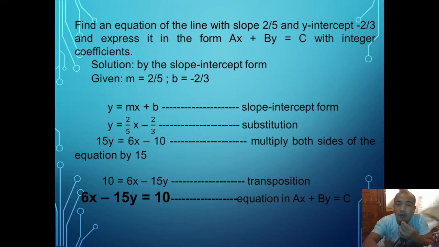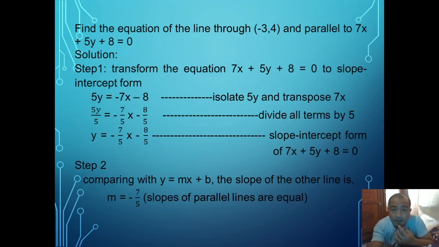So, alam na nating mag-graph ng line given its slope and y-intercept, and vice versa. We already know how to get the equation of the line given its slope and y-intercept. Another, find the equation of the line through (-3, 4) and parallel to 7x plus 5y plus 8. Okay.